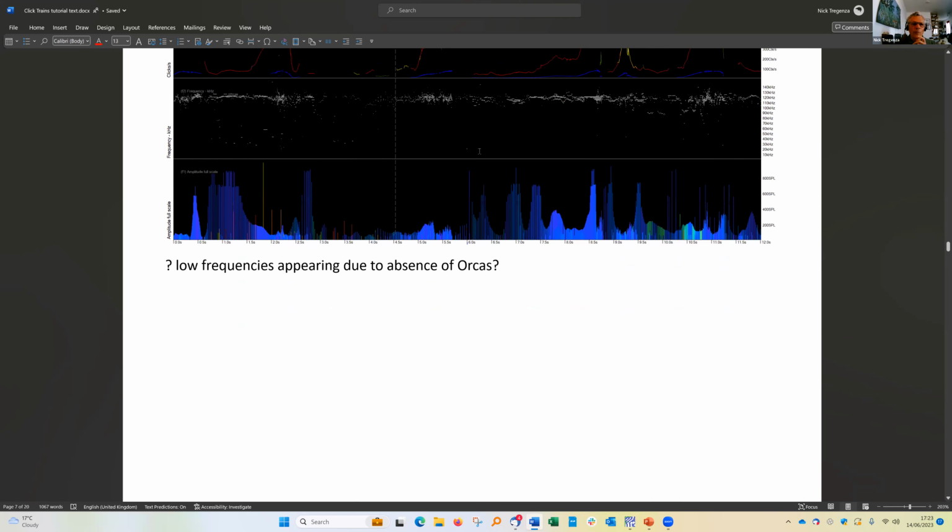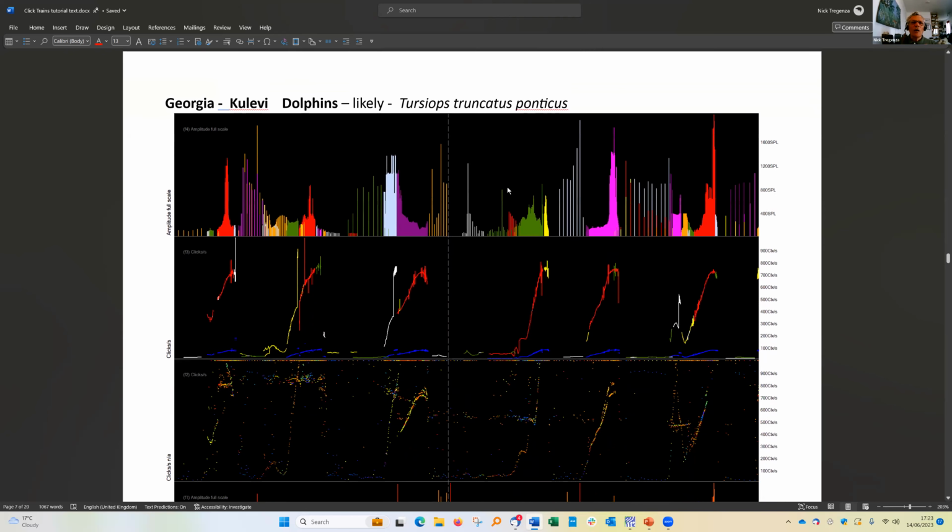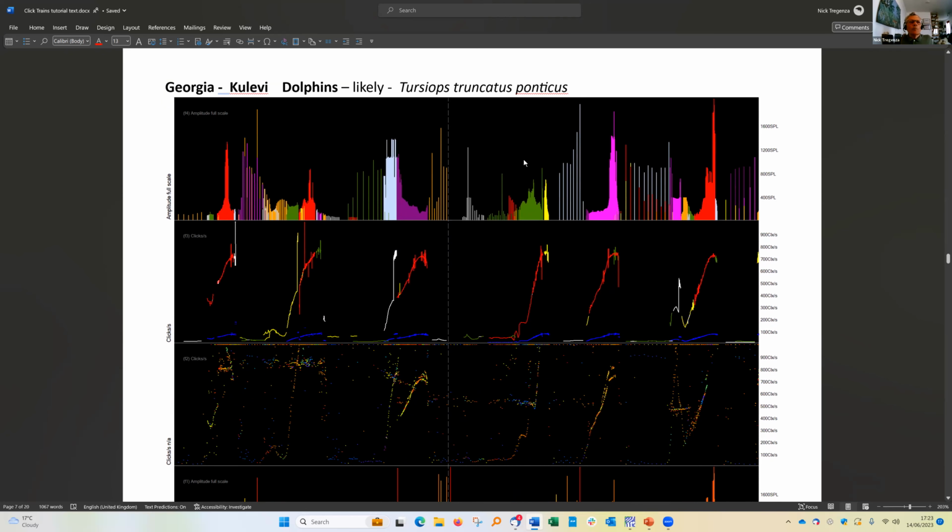Okay, yeah, low frequencies for orcas. So here are the bottlenose dolphins from, or likely, we don't know for sure what species they are, from the same site. And actually their buzzes are rather similar. They're actually going up a bit higher, but they've got that same sort of shape and the same tendency to lose the trail, as it were, of clicks as it goes over the peak.